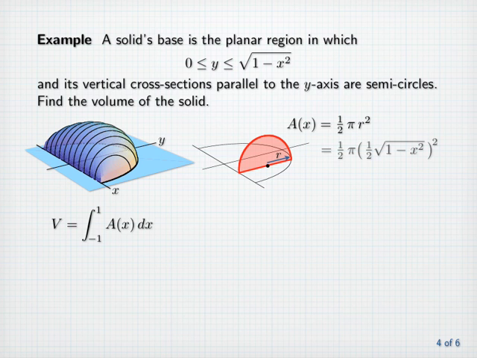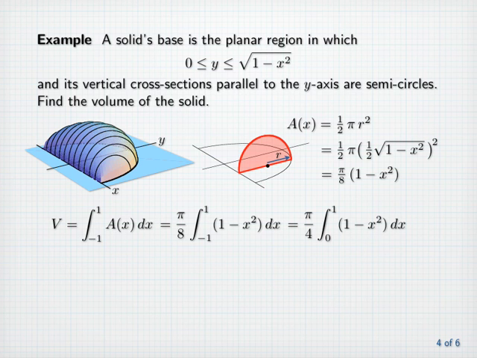So A of x is equal to 1/2 pi times the square of 1/2 the square root of 1 minus x squared, or pi over 8 times 1 minus x squared. So the volume of the solid is pi over 8 times the integral from minus 1 to 1 of 1 minus x squared dx. Again, we'll use symmetry to rewrite the integral from minus 1 to 1 as 2 times the integral from 0 to 1.